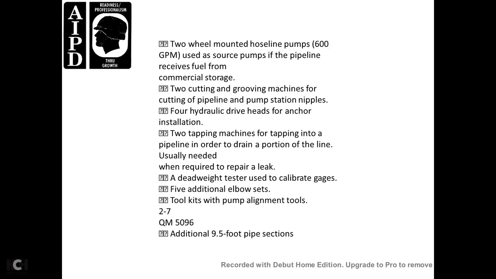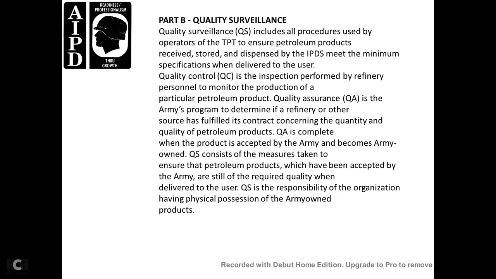The 5 containers of equipment include 2 wheel-mounted hose line pumps of 600 gallons per minute, used as the source of pumps in the pipeline receiving fuel from commercial storage, 2 cutting and grooving machines for the pipeline pumping station nipples, 4 hydraulic drive heads for anchor installation, 2 tapping machines for tapping into the pipeline or draining a portion of the line, usually needed to repair a leak. The deadweight tester is used to calibrate the gauges, plus 5 additional elbow sets, a toolkit with pump alignment tools, and additional 9.5 foot pipe sections.